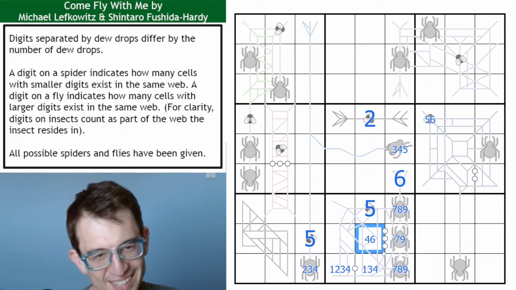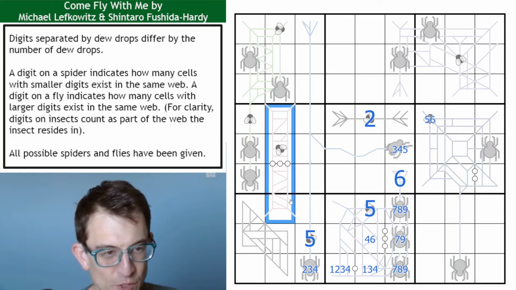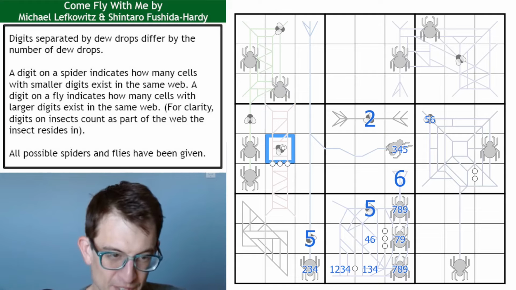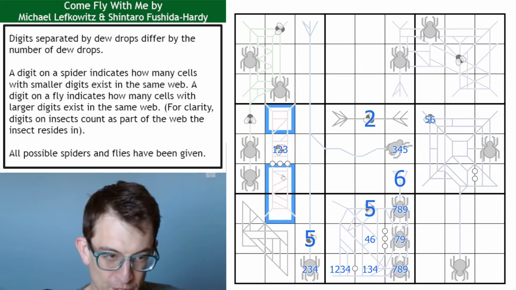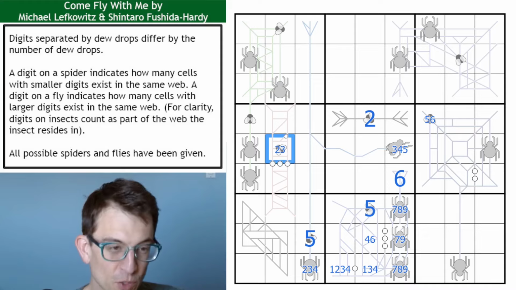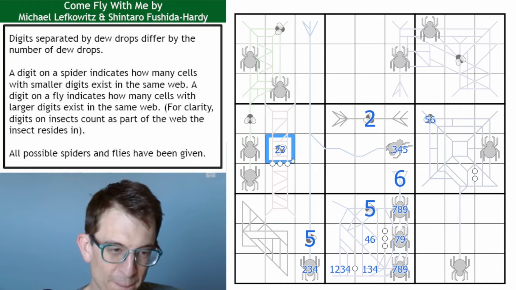What is the next thing? Oh, in my head, this is part of this big web. This is a small web. What is this fly? It can't be more than 3 because there are only 3 other cells here. It can't be 1 because all 3 of these are bigger than 1. It could be 3. It could be 2, and I would just need 2 cells bigger than 2. So if this is 2, there's a 1 on here. If this is 3, there's no 1 or 2 on here.